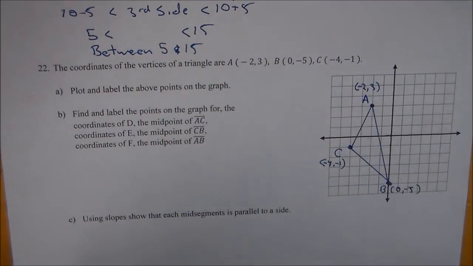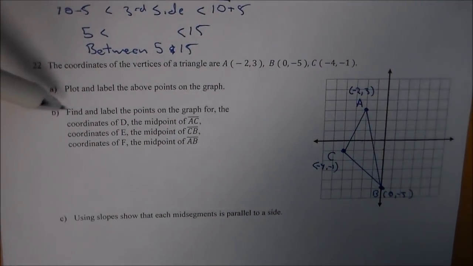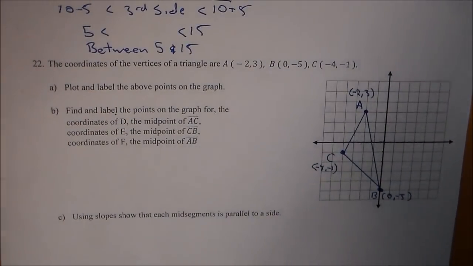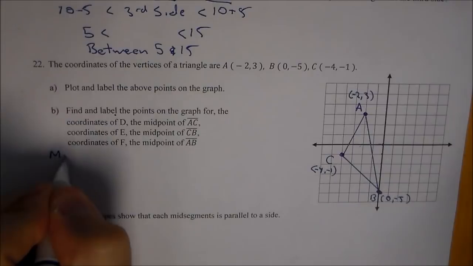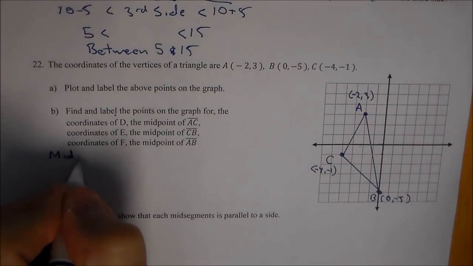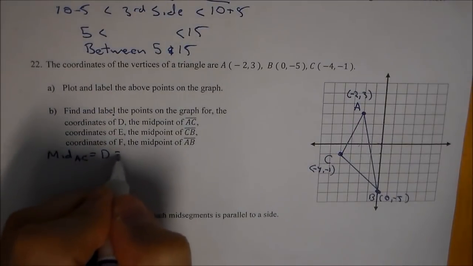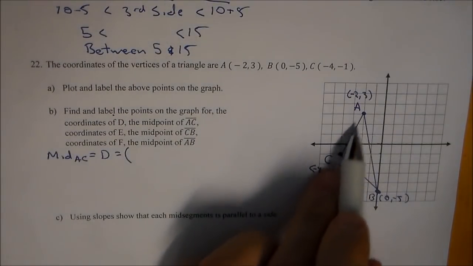Okay, so I plotted the points. First step done. Now I'm going to find and label the points for the graph for coordinates D, E, and F, which are going to be the midpoints. So the first thing I want to find is the midpoint of AC, and that's going to be point D. So point D is the midpoint of AC.